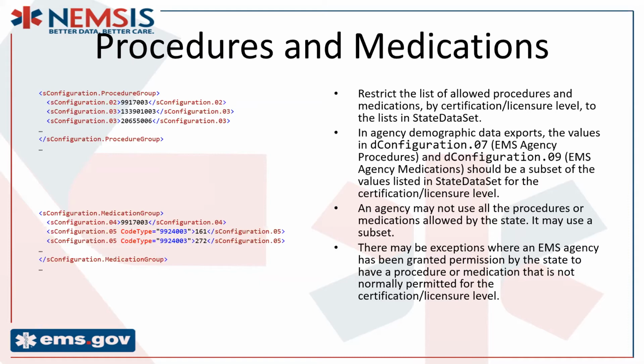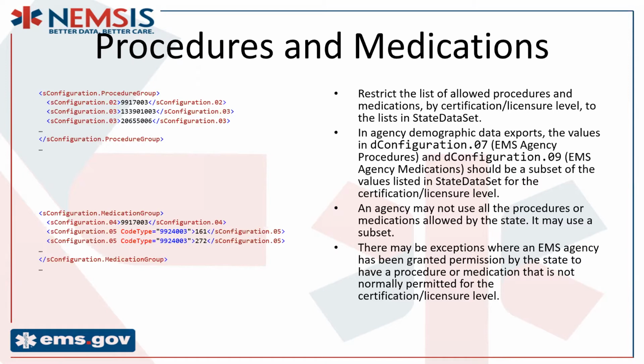So the agency would turn off the ones that they don't use, even though the state allows or permits those medications. And so when you export agency demographic data, you'll have a dConfiguration.procedure group and dConfiguration.medication group, where you will send data to the state, telling the state which medications and which procedures the agency uses. And that is primarily going to be a subset of the procedures and medications that are listed in the state data set, and will represent the ones that the agency actually carries or performs.